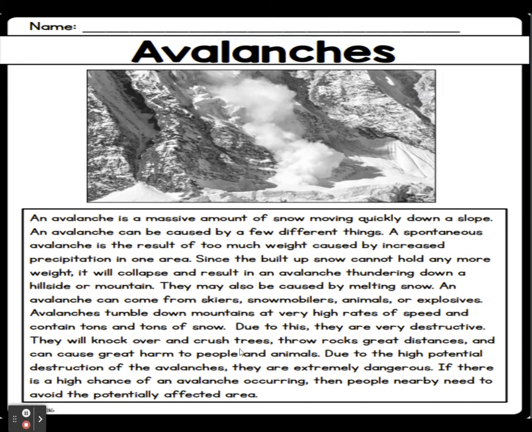Awesome. All right, avalanches. An avalanche is a massive amount of snow moving quickly down a slope. An avalanche can be caused by a few different things. A spontaneous avalanche is the result of too much weight caused by increased precipitation in one area. Since the buildup of snow cannot hold any more weight, it will collapse and result in an avalanche thundering down a hillside or mountain. So my reader brain is already telling me that there's a cause and effect.